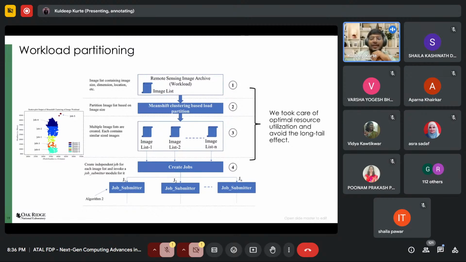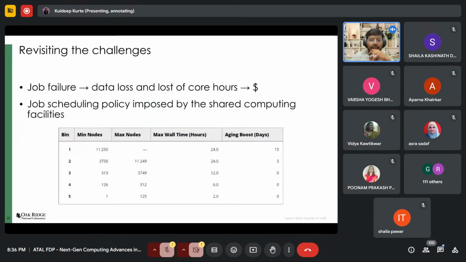The first point was still remaining: how can we make sure that our data is not lost? In a more technical way, how can we make sure that our workflow is fault tolerant? That is something we are going to discuss. Before doing that, I will give you one example of what I told you earlier about Titan's job scheduling policy.